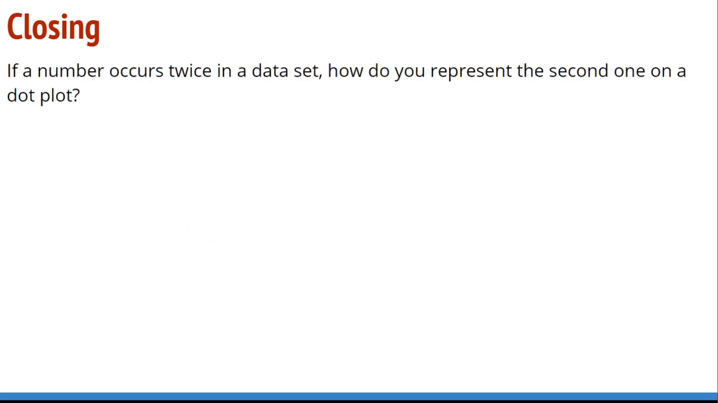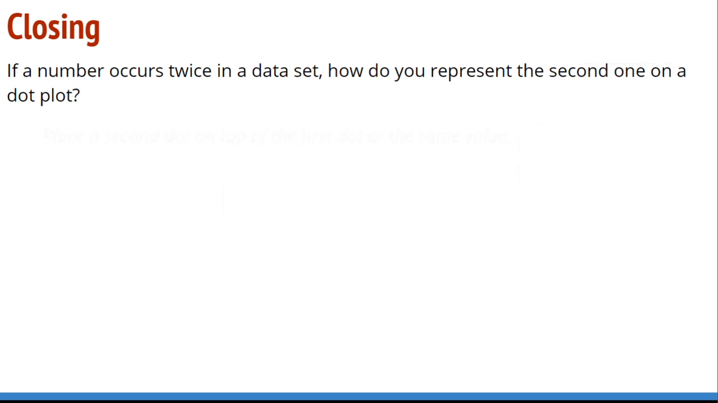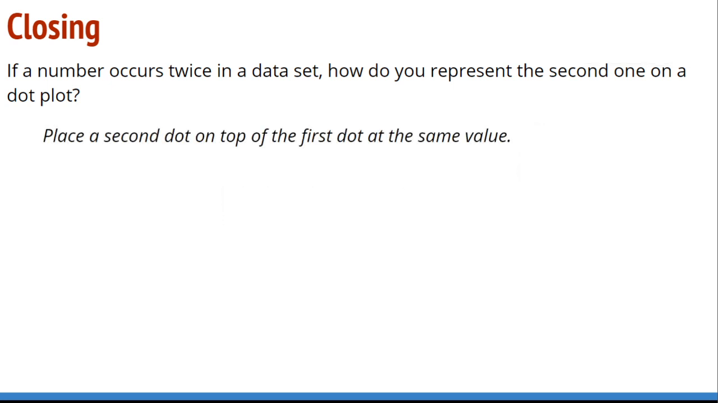All right, so here we are wrapping up the lesson. If a number occurs twice in a data set, how do you represent the second one on a dot plot? So if I've got a data set 1, 1, 2, how on a dot plot do I show that I had 1 twice? Well, I put another dot on top of it. Place a second dot on top of the first dot at the same value.